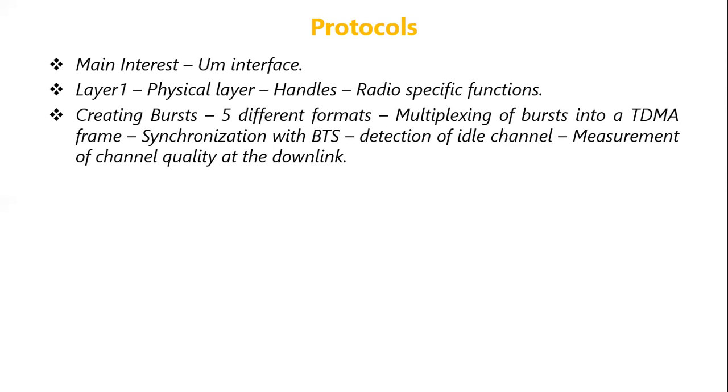The physical layer uses GMSK for digital modulation. It one type of modulation technique for digital modulation, called GMSK, and performs encryption and decryption of data. But this encryption is not end-to-end encryption. It is an encryption only between the MS, the mobile station, and the BSS, the base station subsystem, over the air interface.